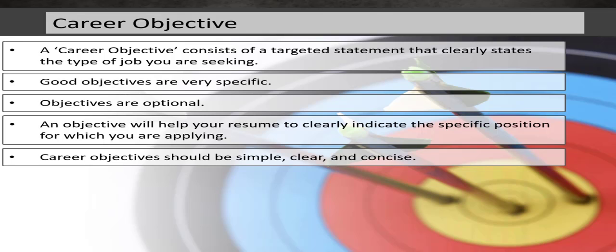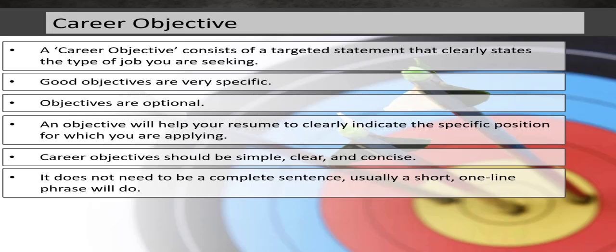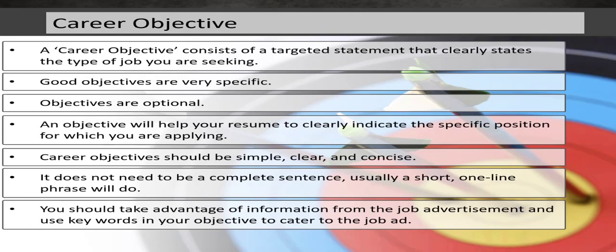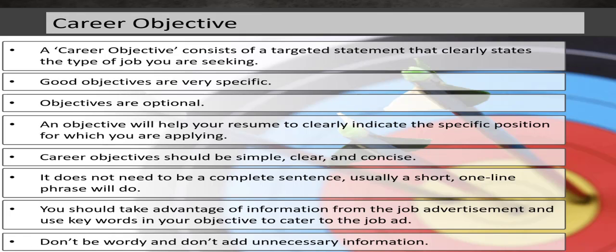Career objectives should be simple, clear, and concise. It does not need to be a complete sentence. Usually a short, one-line phrase will do. You should take advantage of information from the job advertisement and use key words in your objective to cater to the job ad. Don't be wordy and don't add unnecessary information.